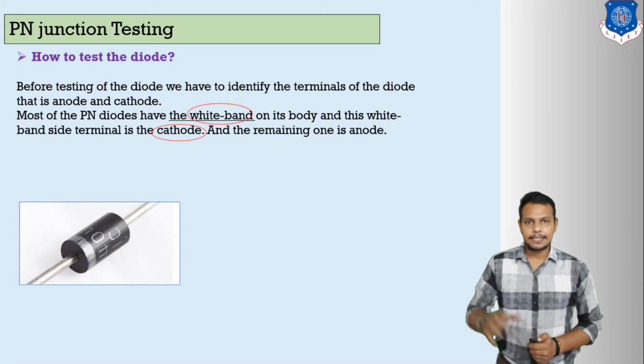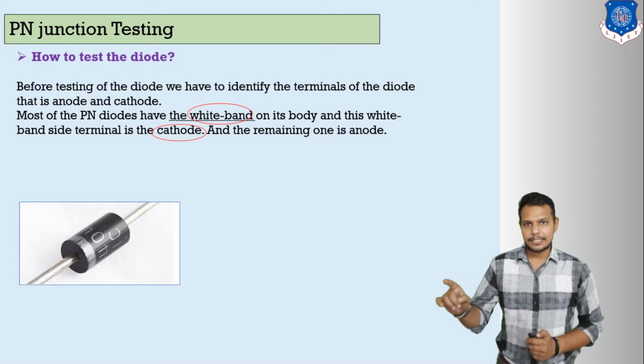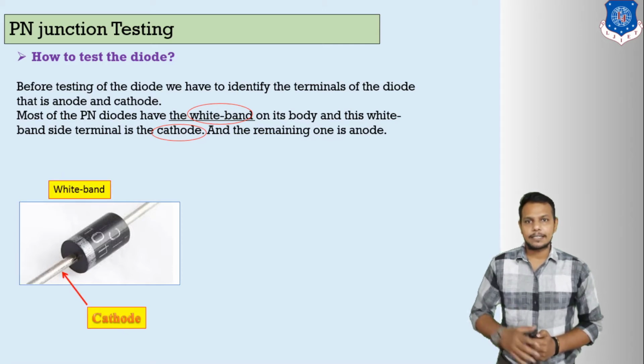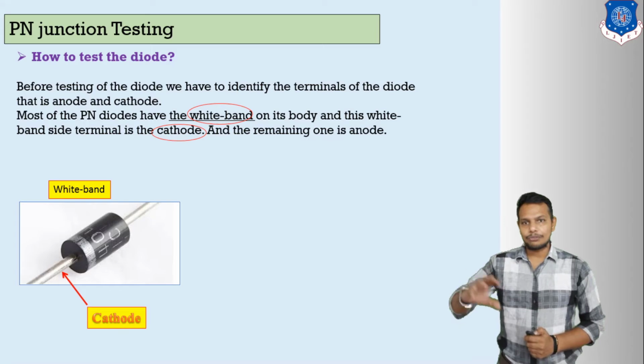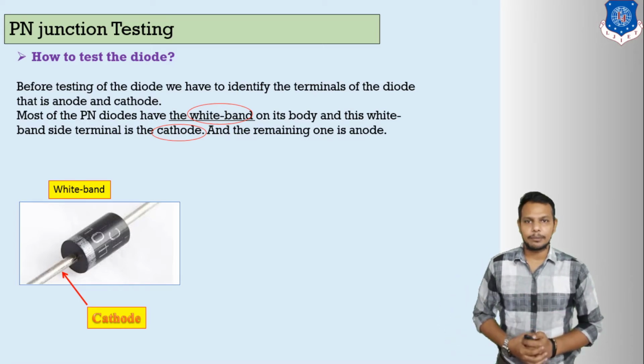Here we can see this is the body of the PN junction diode. The white strip indicates that this terminal is the cathode terminal, and opposite the cathode terminal is the anode terminal. This is how we identify the anode and cathode terminals of a PN junction diode.